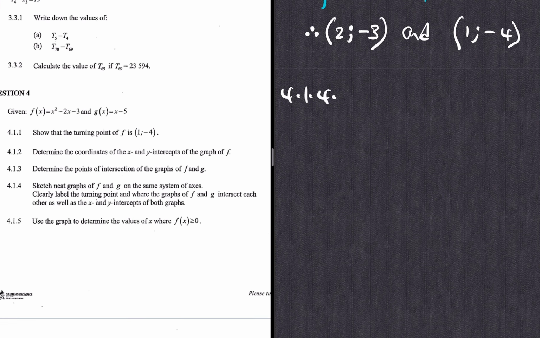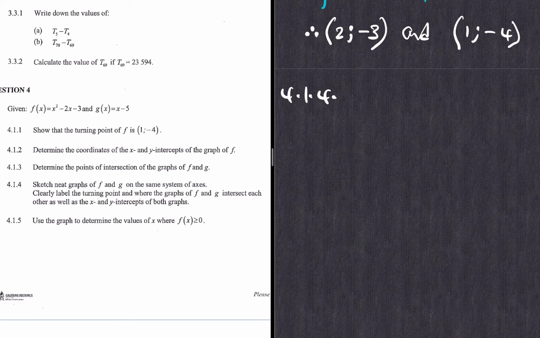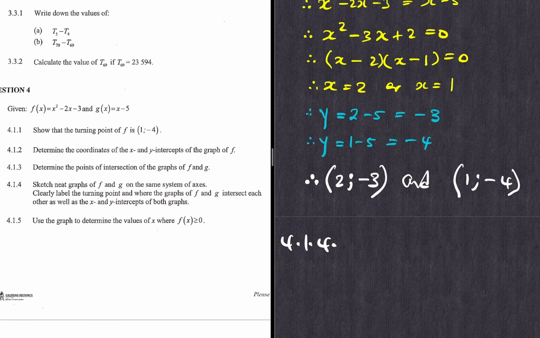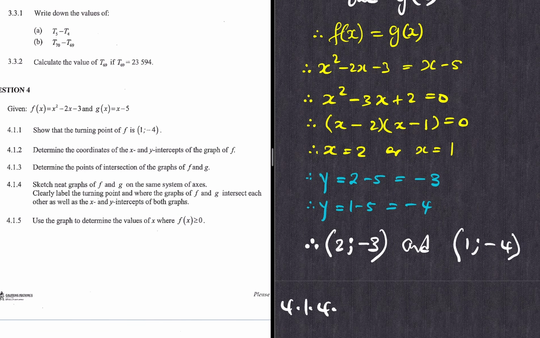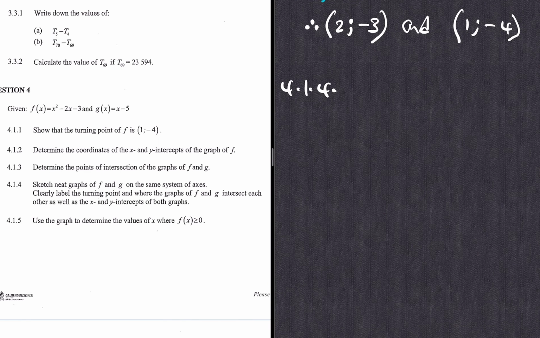What are they saying? Sketch neat graphs of f and g on the same system of axes. Clearly label the turning point and where the graphs of f and g intersect each other, as well as the x and the y intercept of both graphs. Okay, so we have everything here. We have the turning points, the point of intersection. What I don't have, by the way, is the intercepts of g.